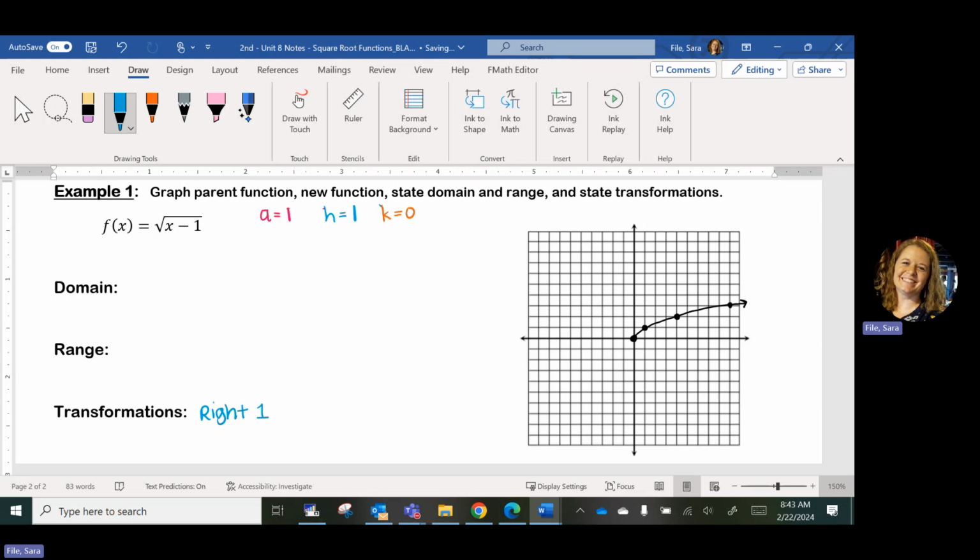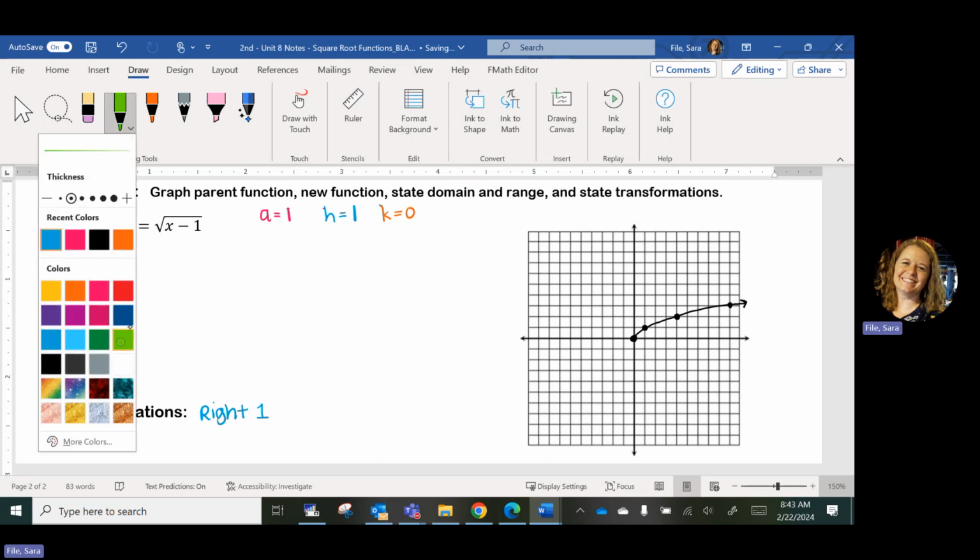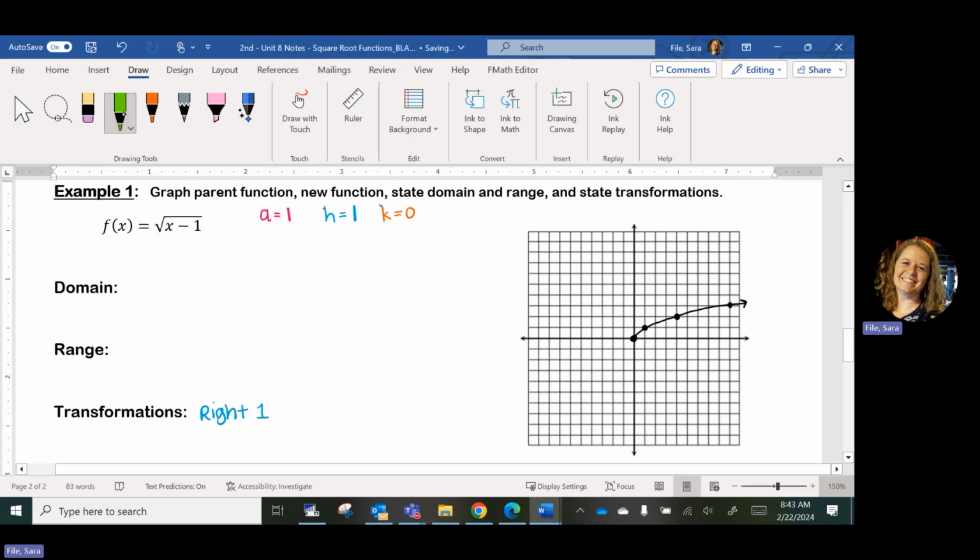So since we have the parent function here, we can go to graph this and we can say, well, I'm just going to shift all of those points right 1. So when I go to graph this, there's the new function. It just barely shifted. It just went to the right 1 unit.